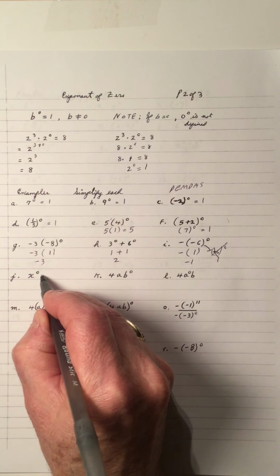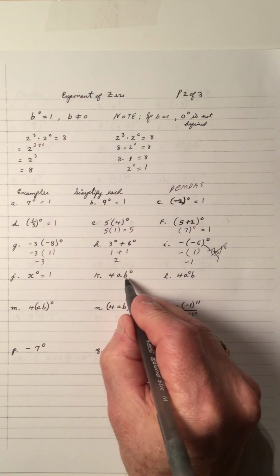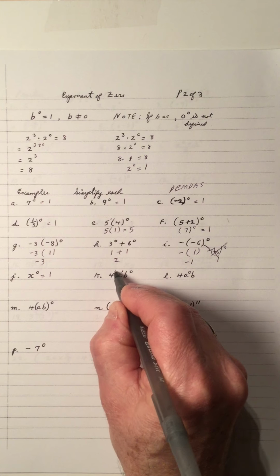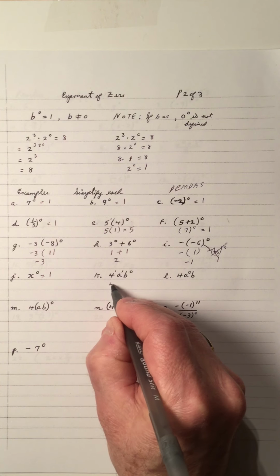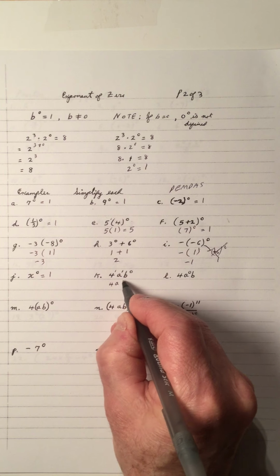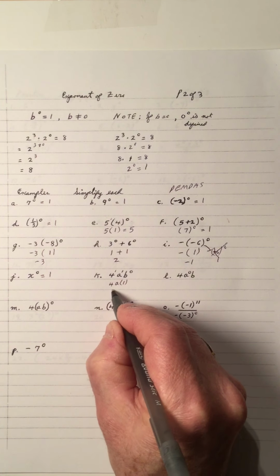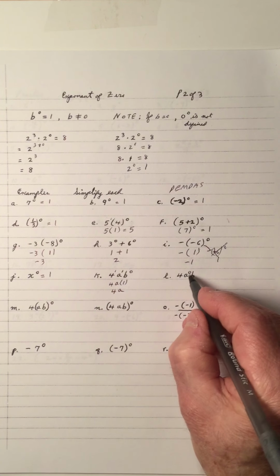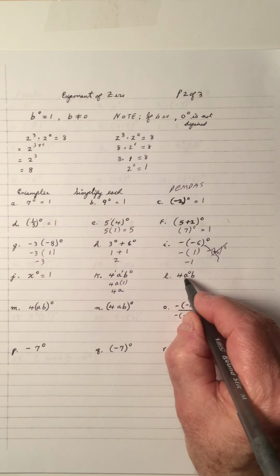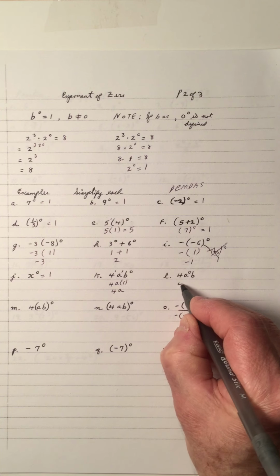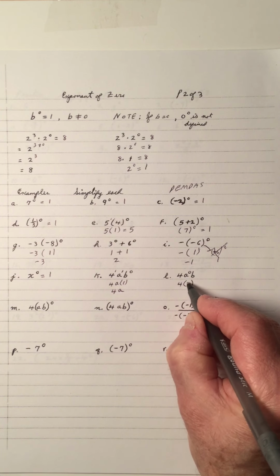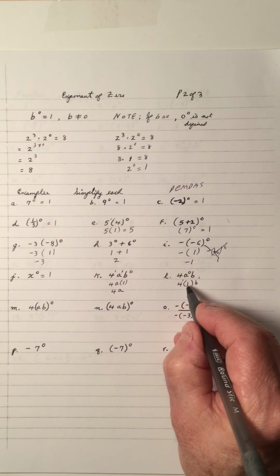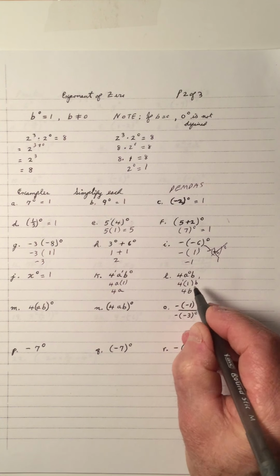J, x to the 0 is 1. Notice that the 0 is not with the 4 or the A. So what happens is that I have 4A. The B is to the 0 power, so that's a 1. So that gives me 1 times 4A, which is 4A. Notice in L, the A is to the 0 power, so that's 1. B has a 1 power, 4 has a 1 power. So 1 times that is 4B.